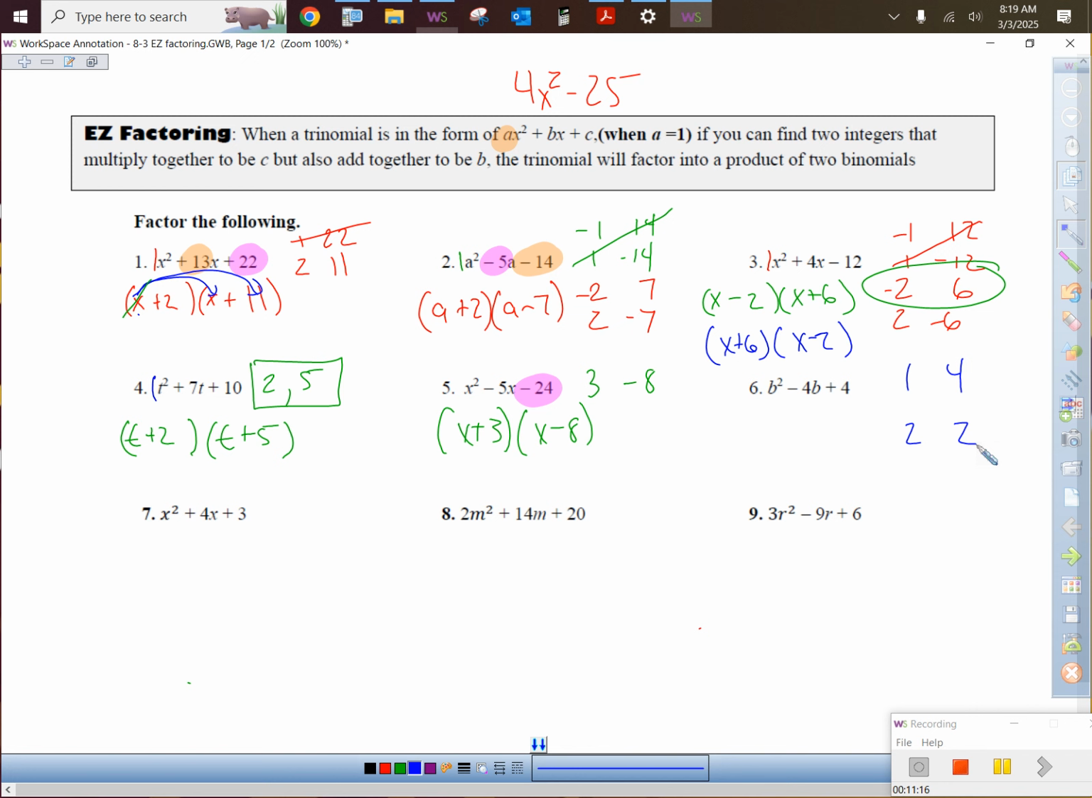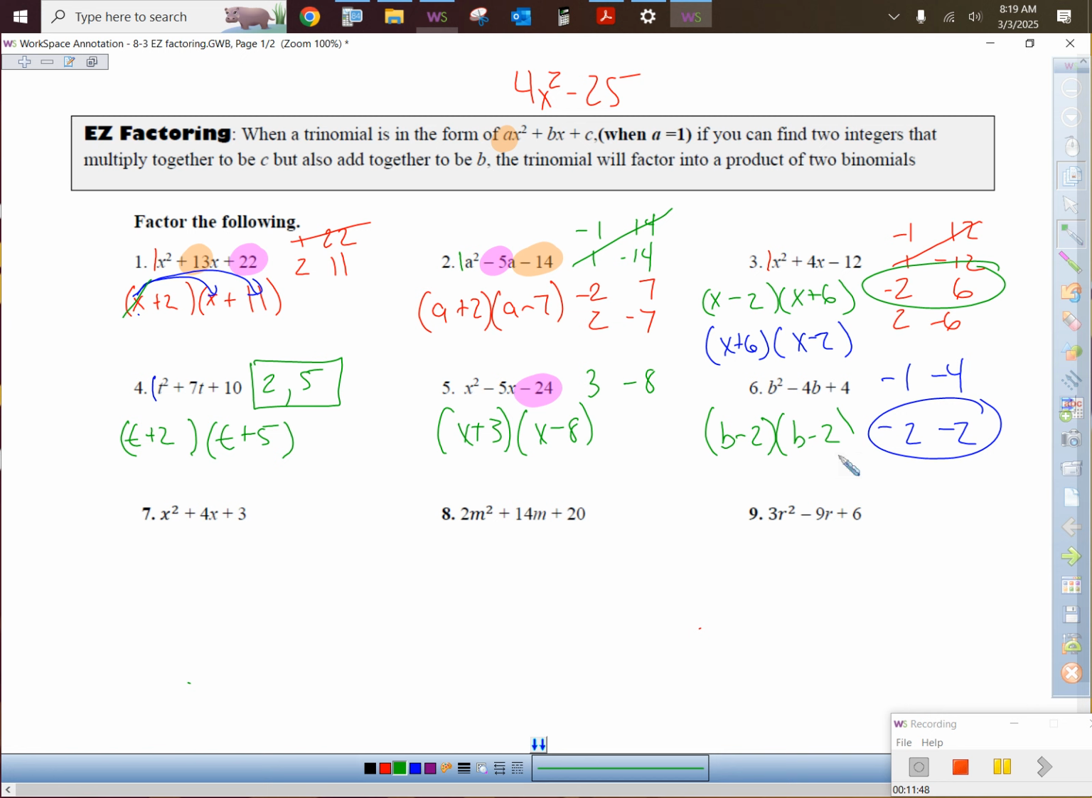What needs to be true about both of these numbers if they multiply together to be a positive, but add together to be a negative? They both have to be what? Negative. So both negative. And there's your bingo right there, isn't it? Negative 2 and negative 2. Are you with me on that? Ooh, not only was I waiting for that, look at this. B minus 2 times B minus 2.